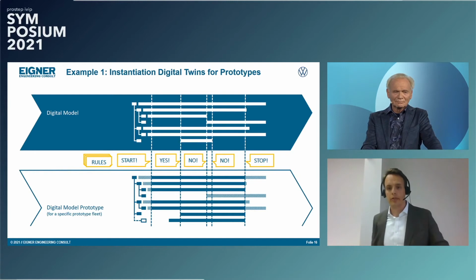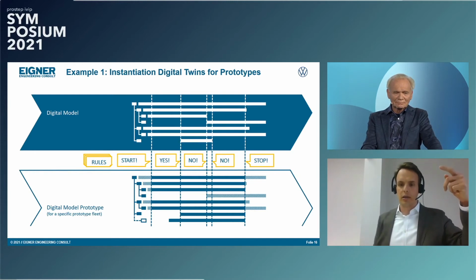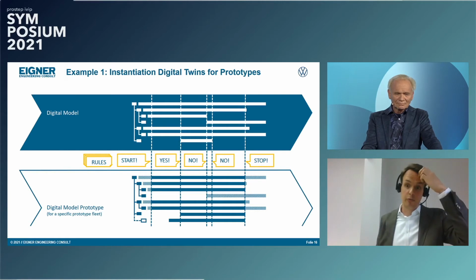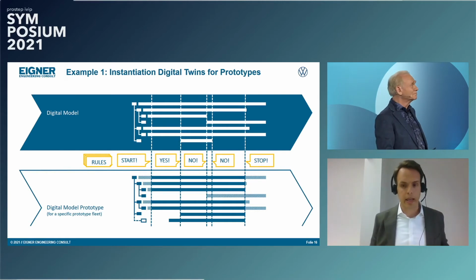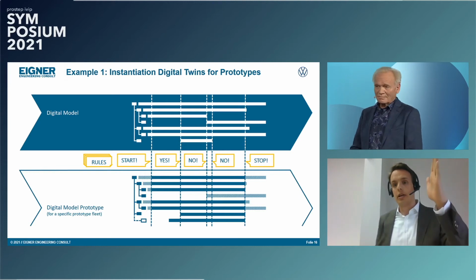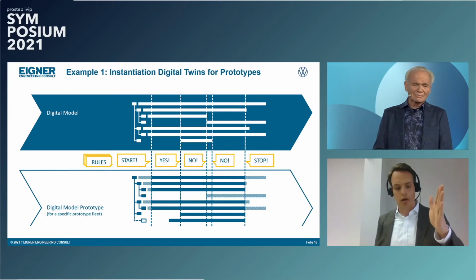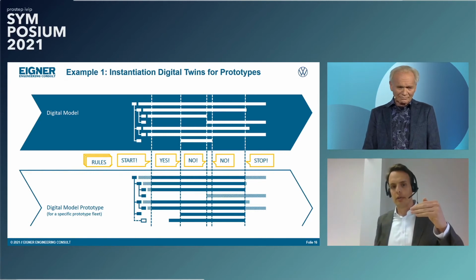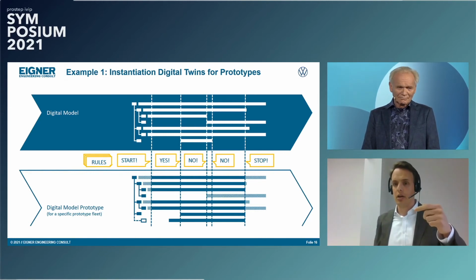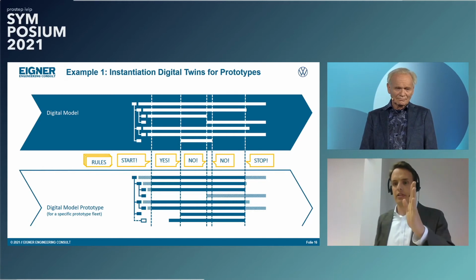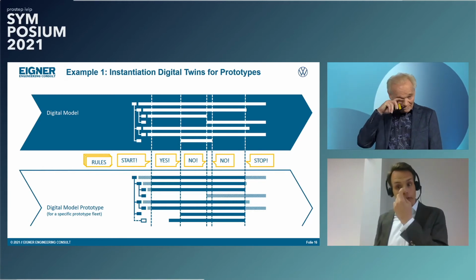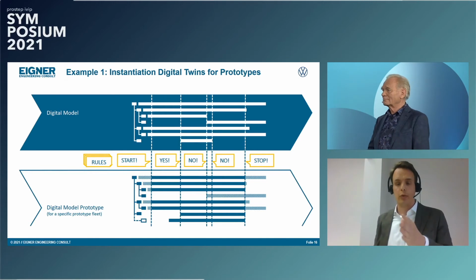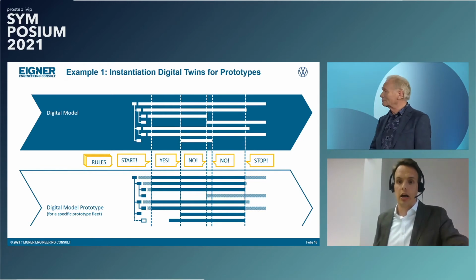What we have done: on the top, you see the digital model or digital master with its product structure. And on the bottom, you see the digital model for one prototype fleet. At the beginning of the 9 weeks, we are copying the product structure from the digital model. And if something changes in these 9 weeks, it can be decided whether this change is relevant for the prototypes or not. Then we can adapt it, or we can ignore it. At the end of the 9 weeks, the product structure for the prototypes is frozen, and we can use it for instantiating our prototypes.